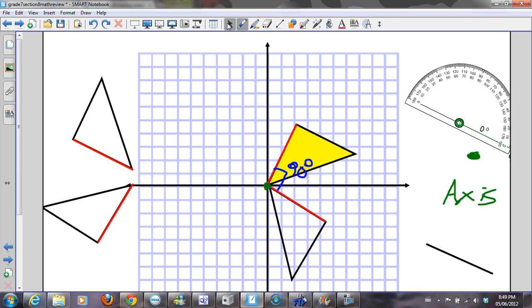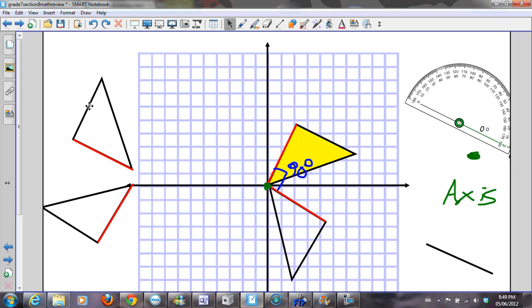Funny enough, a 90 degrees clockwise is also really the same as a 270-degree turn counterclockwise. So if you go the opposite, 270, you will get back to the same as going 90 degrees.